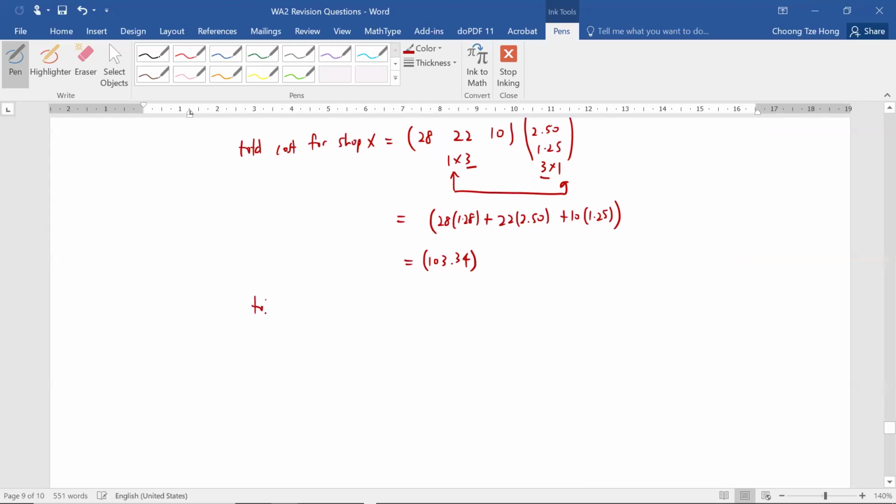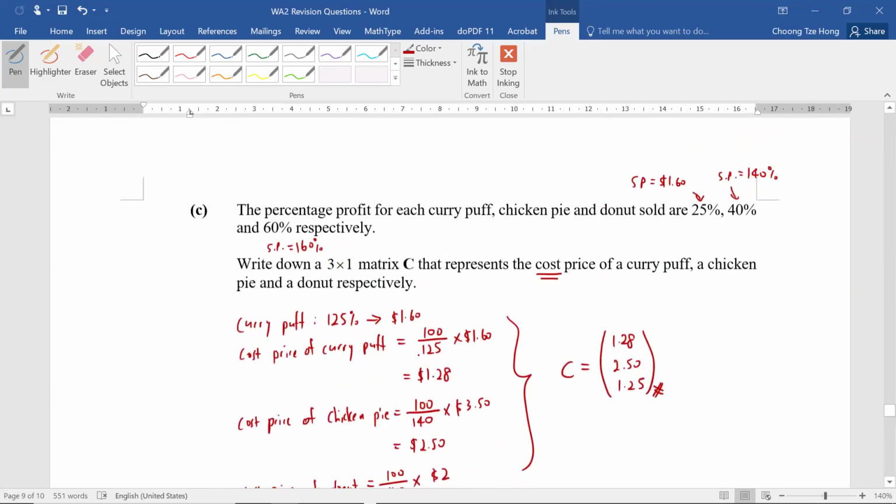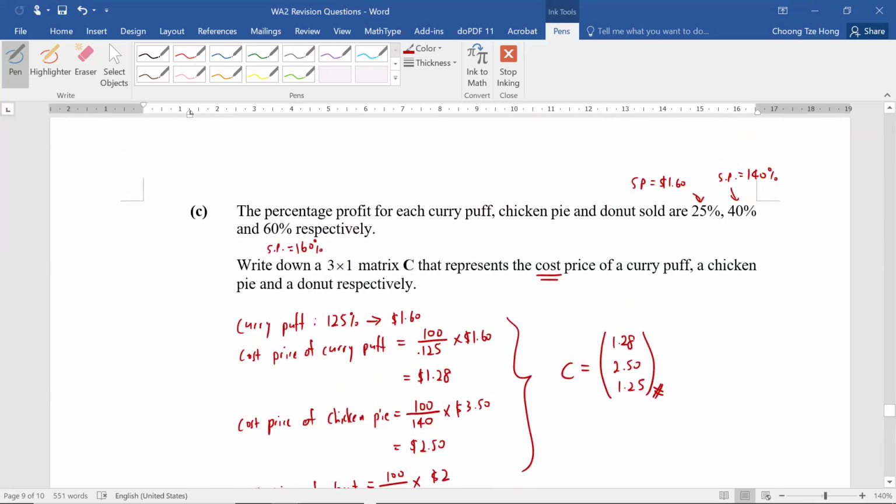So total profit equals 141.80 minus 103.34, which will give us 38.46. Alright, so matrices questions are generally not too difficult. You just need to read the question carefully and then write your working so that you understand what results you got and what they represent.